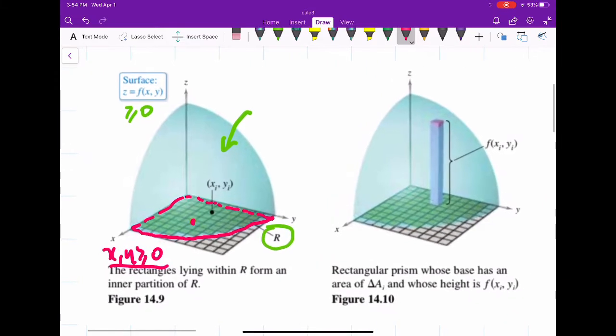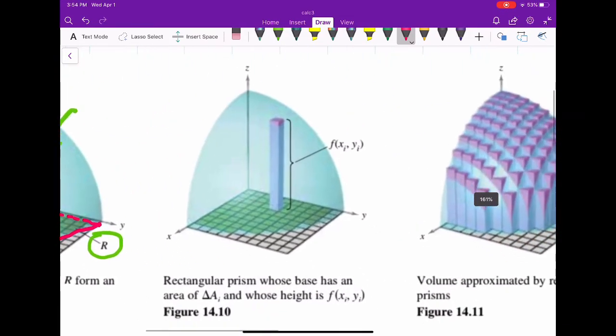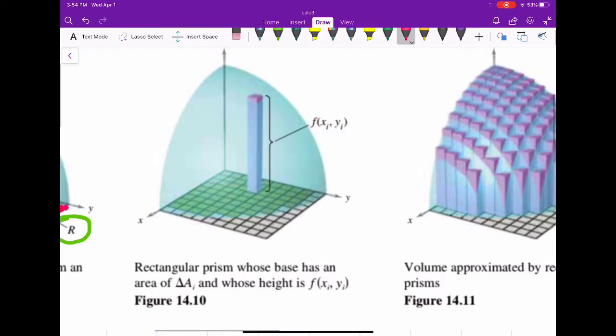They divide R into sub-regions. And they don't use rectangles like we did in the previous example. They don't use them like this, right? They break this into sub-rectangles. You see that? And then each sub-rectangle will create some rectangular prism.